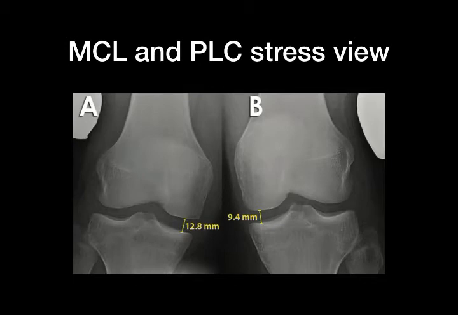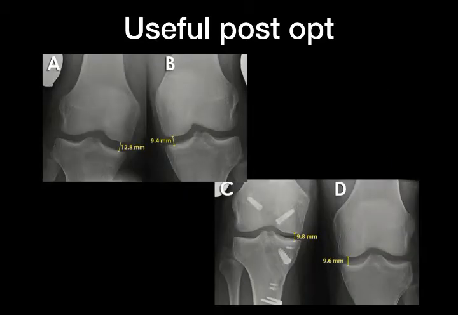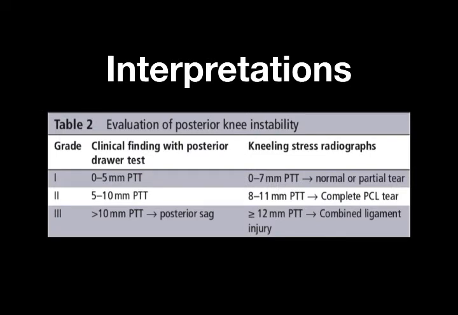MCL and PLC stress views are taken by doing the valgus stress and varus stress, and the medial and lateral opening of the joint is measured. These stress X-rays are useful for post-operative evaluation to see whether the ligament reconstruction has fulfilled its purpose or not. This is the interpretation of the stress X-rays.